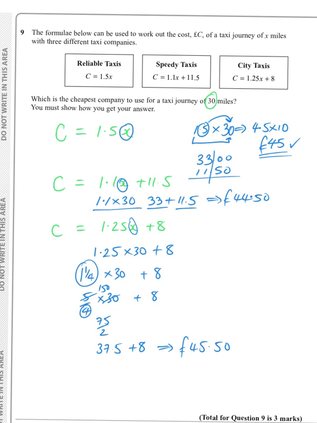So we've got to work out which is the cheapest, and it seems that the cheapest will be Speedy Taxis here at £44.50. So we'll write that as cheapest and put a little ring around it so we can see what the answer is. Okay, so £44.50 is the cheapest. There are other ways of doing this, but without a calculator, just try and show all your workings and make sure you definitely outline which one is the cheapest.